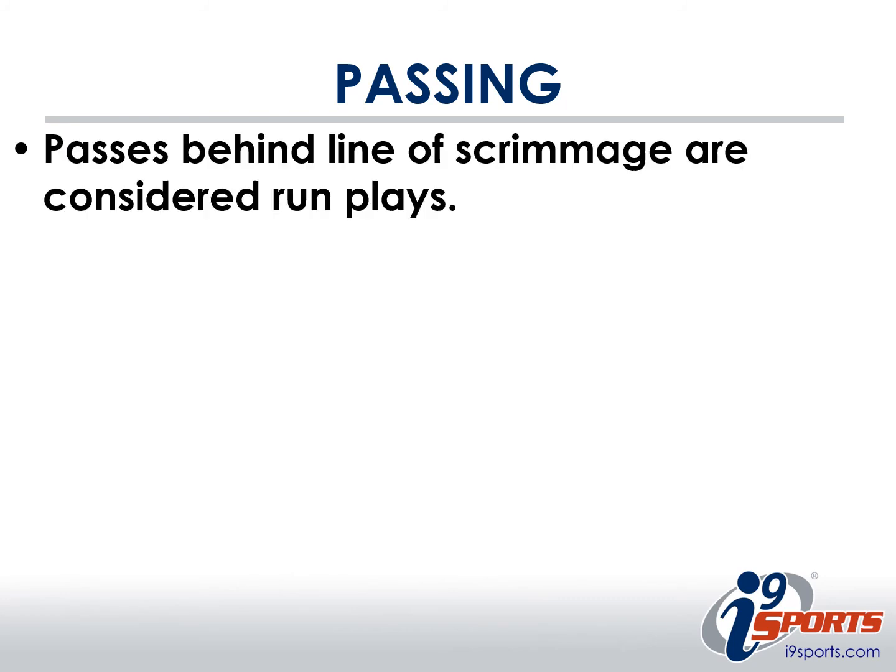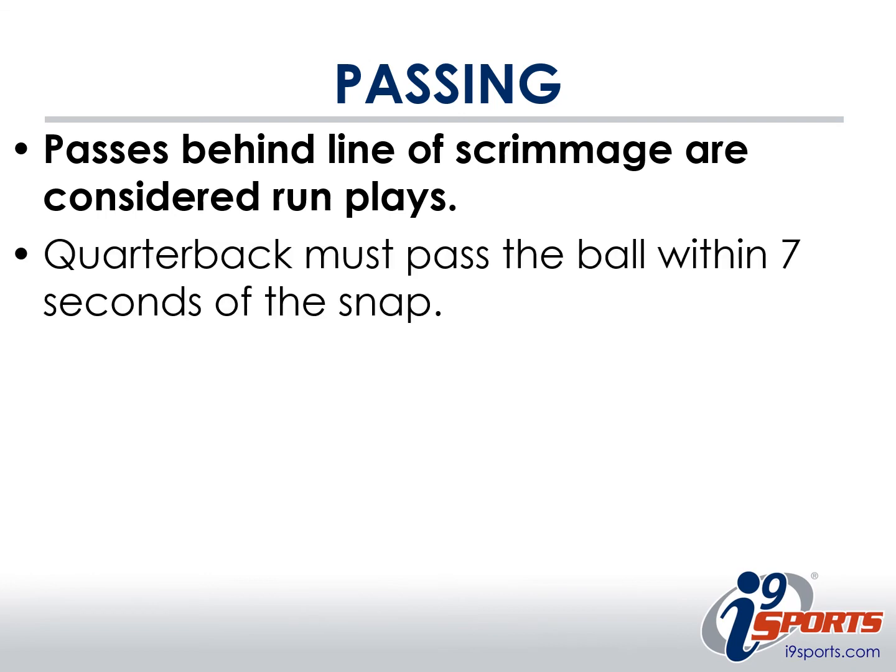For passing, passes behind the line of scrimmage, if they pass the ball forward and it doesn't go past the line of scrimmage, it is considered a run play. The only reason why that may be important is in no-run zones. If you're in a no-run zone, the ball must be passed past the line of scrimmage to be considered a pass. Laterals, again, are okay behind the line of scrimmage only.